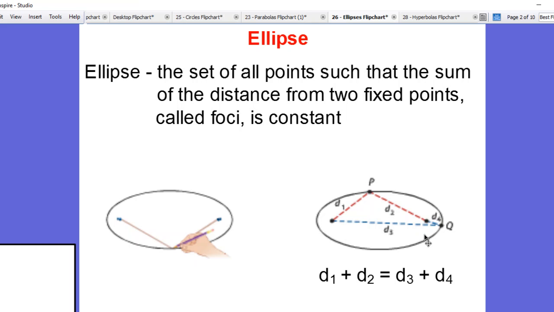These are points on the major axis, which is the longer axis, and they lie on the major axis. An ellipse is defined by this: for any point on the ellipse, take the distance from one focus to the point and the distance from the other focus to the point, add the two, and the sum will be constant for every single point.